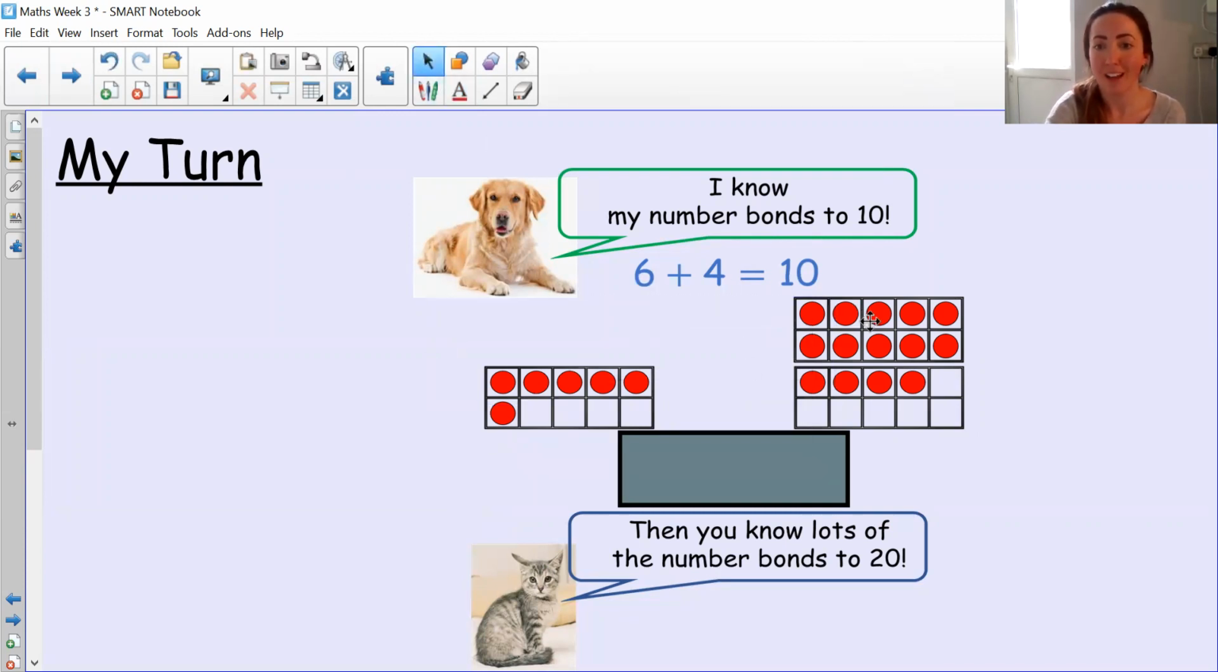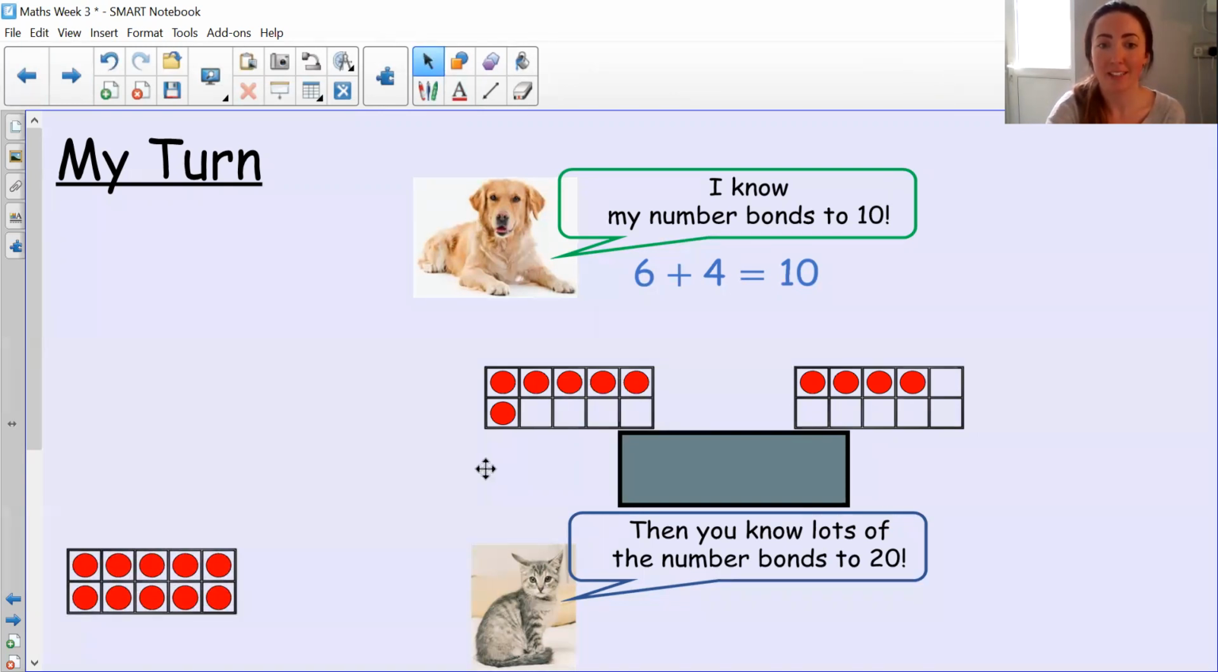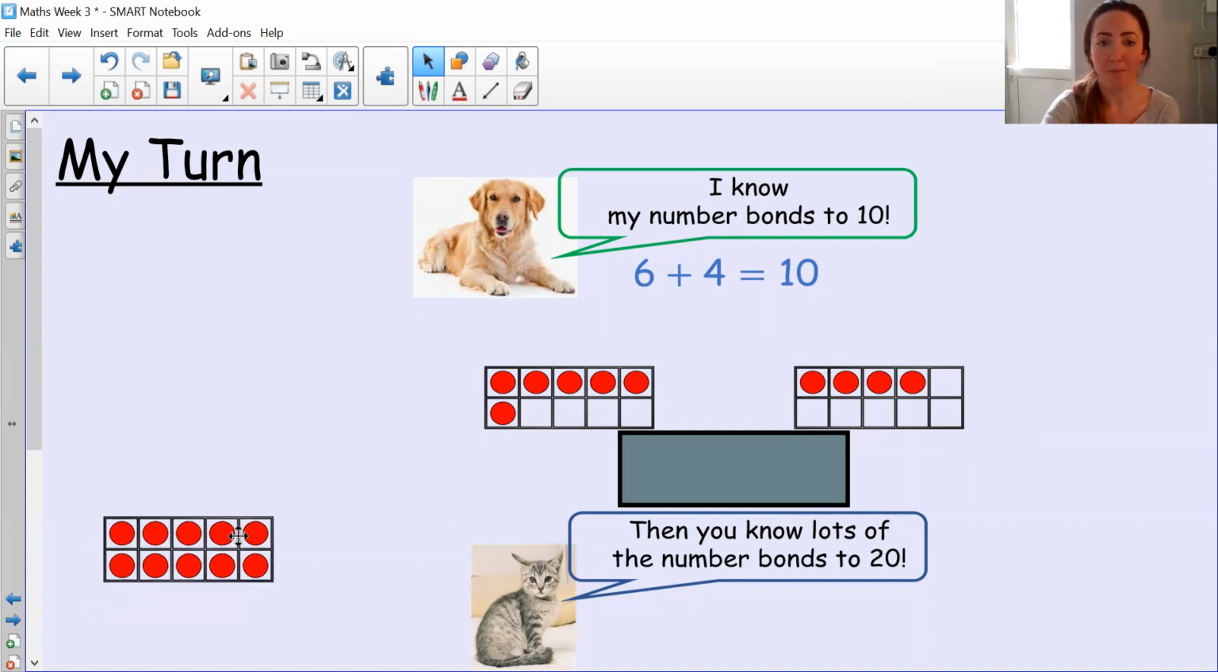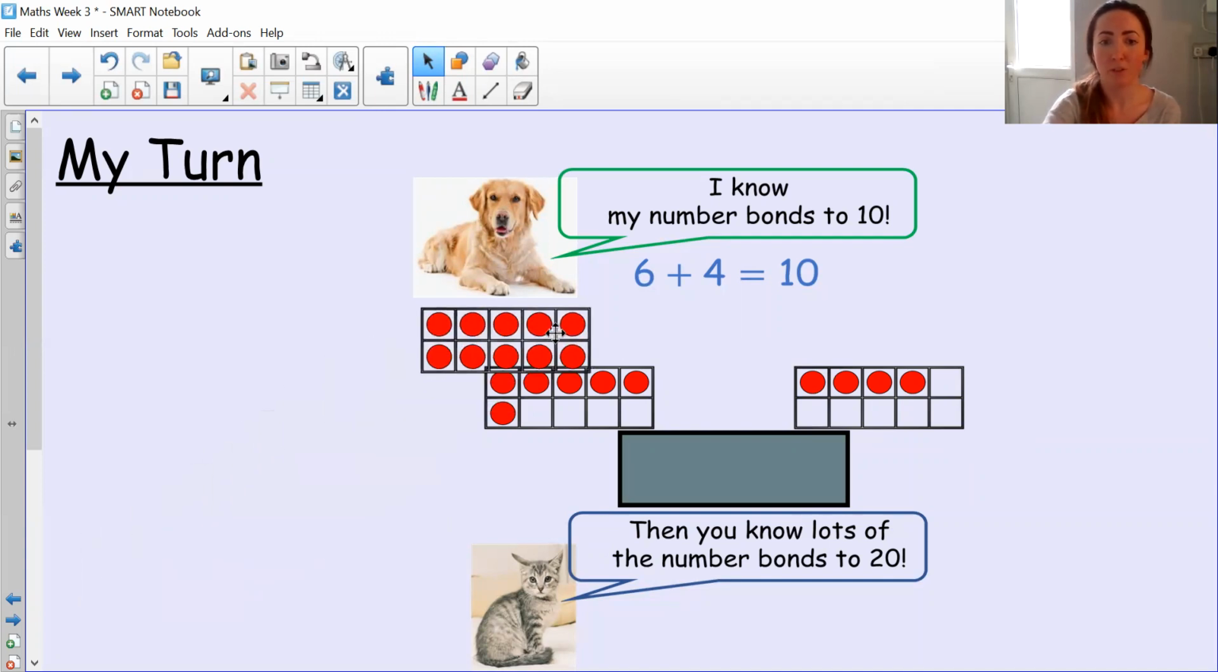And we can see here 6 in this 10 frame, add 4 in this 10 frame. And if we count on or count them all, we'll work out it's 10 altogether. So Stevie is correct. But Hector is saying, then you know lots of the number bonds to 20. How interesting. So if you know number bonds to 10, then you also know number bonds to 20. I wonder what Hector means. Bring over this 10 frame and see if we can work it out.